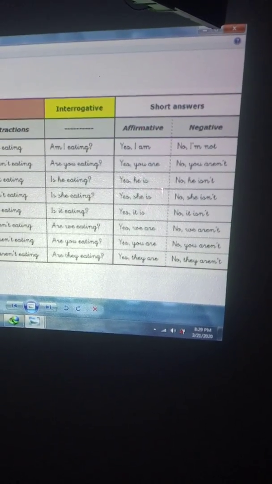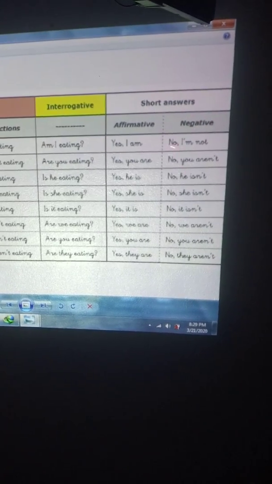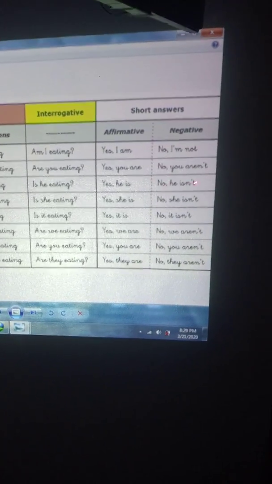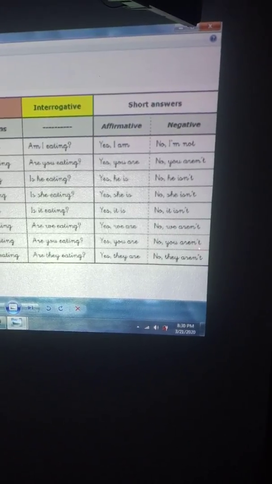"Is" and "are" are for the affirmative short answer. Now for negative short answers, we have "No, I'm not. No, you are not. No, he isn't. No, she isn't. No, it isn't. No, we aren't. No, you aren't. No, they aren't." Okay? So let's recapitulate.